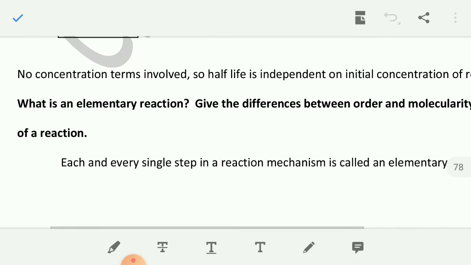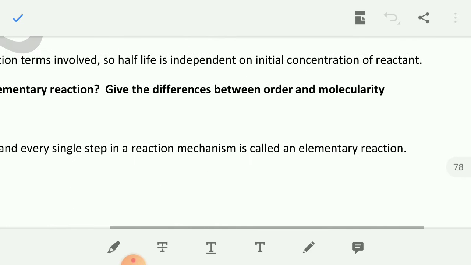So next question, what is an elementary reaction? Give the difference between order and molecularity of reactions.